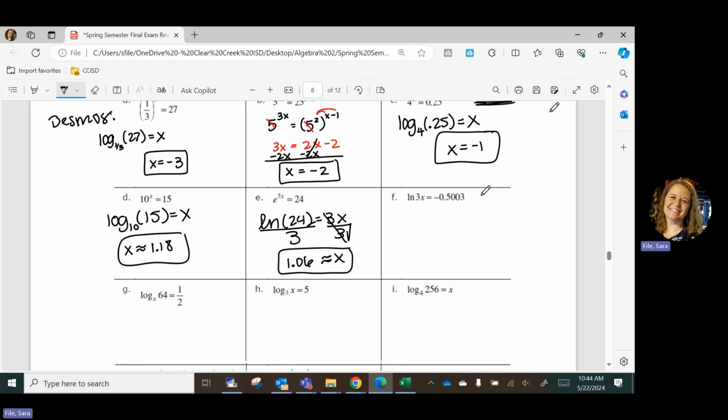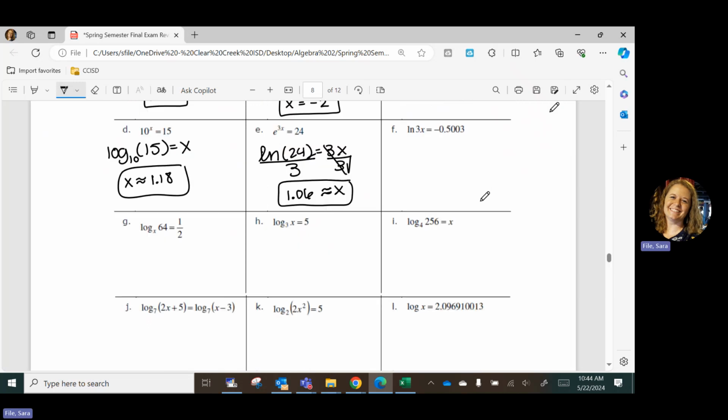All right, now F is a little different. It's not an exponential. It starts as a log. So it's starting as a natural log, and the X is in the argument of the log, meaning it's part of what we're taking the log of. So instead of going from exponential to log, we're going to go in reverse. We're going to go from log to exponential.